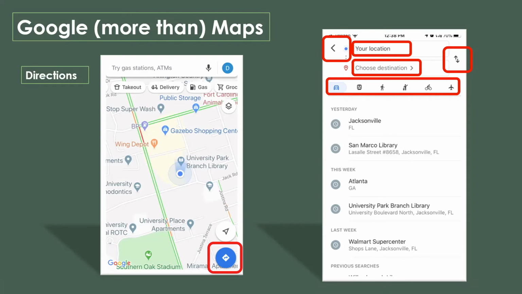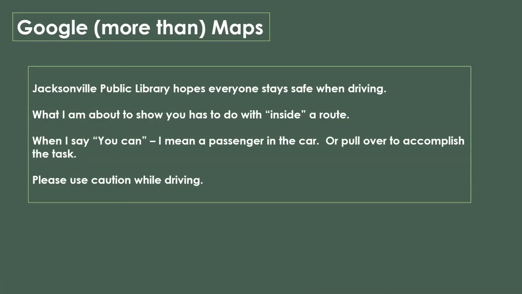It's really, really helpful. We're going to put a little disclaimer in here that Jacksonville Public Library hopes that everyone stays safe when driving. What I'm about to show you has to do with inside a route. So you're actually driving along the road. Hopefully you're using these when you have a co-pilot with you. But if you're using this as you're driving down the road, you may wish to pull over to accomplish the task. So please use caution when driving.